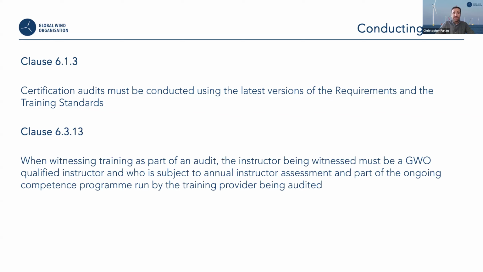Clause 6.3.13, the witnessing training: when witnessing training as part of the audit, the instructor being witnessed must be a GWO qualified instructor who is subject to the annual instructor assessment, part of the ongoing competency program run by the training provider being audited. This means that when an auditor is out there witnessing training, the persons delivering the training are the instructors who are subject to that training provider's ongoing competency assessment, meaning that they're part of that instructor core for that training provider. You can no longer use external instructors to come in and conduct training as part of the audit. It has to be a training provider that's part of that training organization.